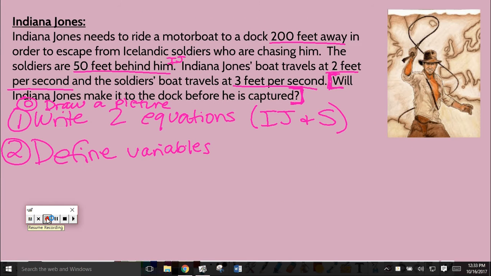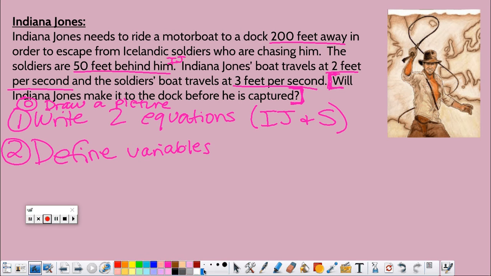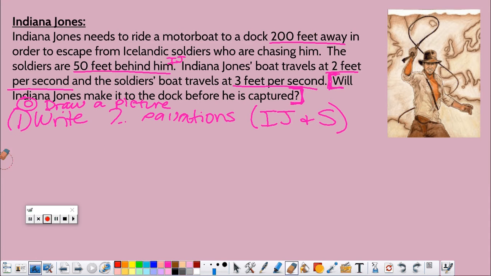I wanted you to write 2 equations, one for Indiana Jones and one for the soldiers. And I wanted you to define your variables based on the information that we underlined in the problem, the important information. Okay, so with that being said, let me erase this part here now that we can actually use the screen.